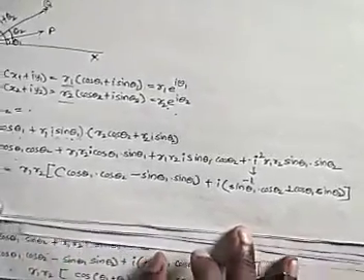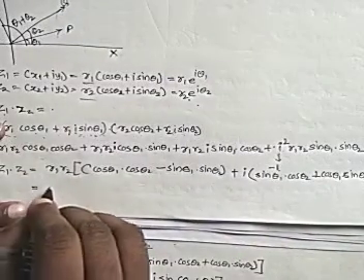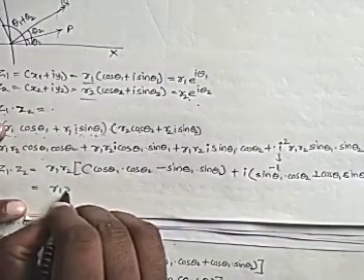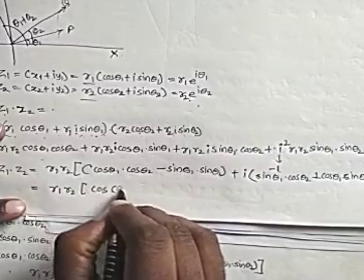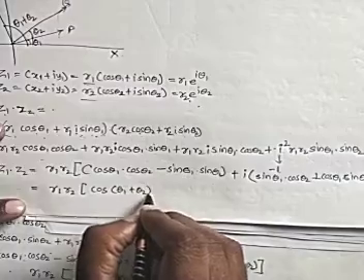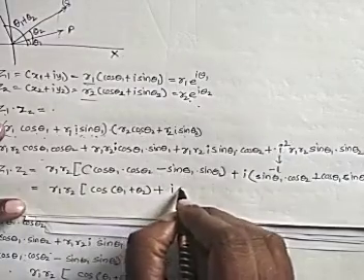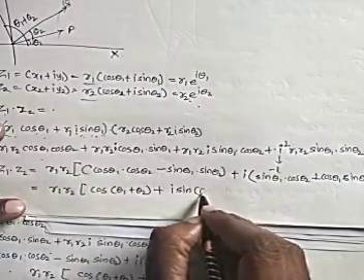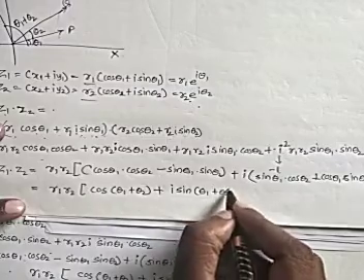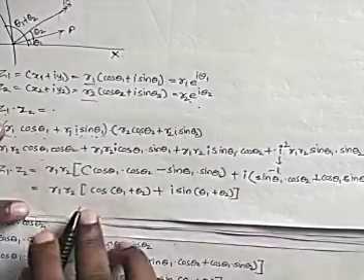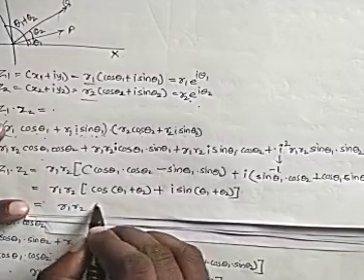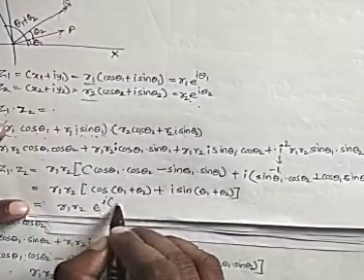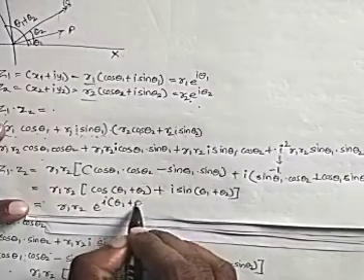bracket complete. So this form is also represented as R1 R2 in bracket cos of theta 1 plus theta 2 plus I times sin of theta 1 plus theta 2, which is equal to R1 R2 times e raised to I theta 1 plus theta 2.